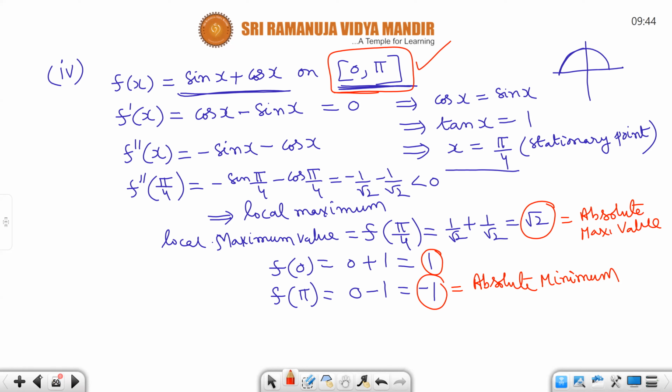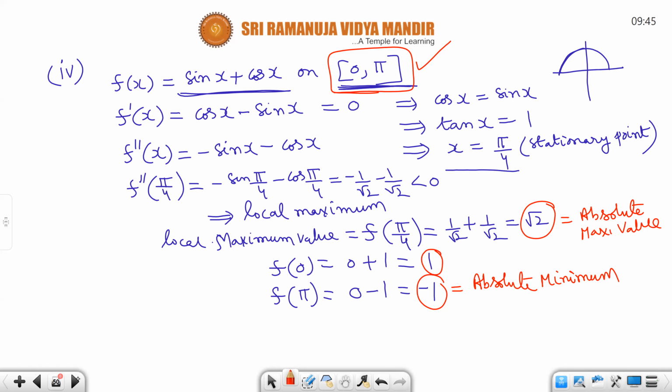If the given interval is open, see, then we have to see the limits only. When x tends to 0 plus, when x tends to the other end, no values will be there, of course. Those values we need not take into consideration. Only the local values you have to take. So any examples are there in the book? Let us see. We'll do them also. Let us finish the last bit.